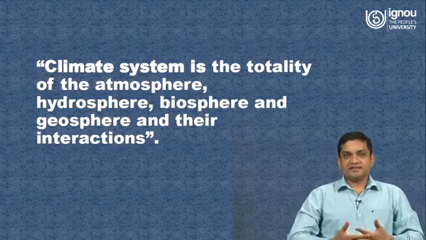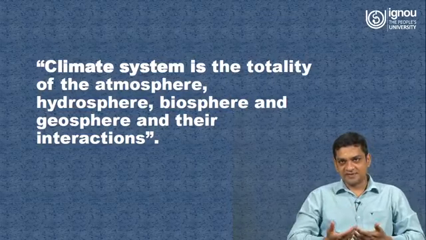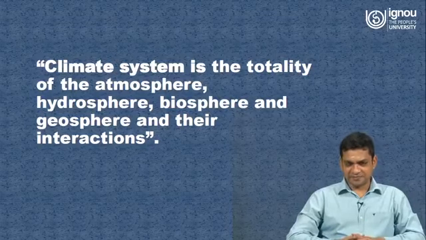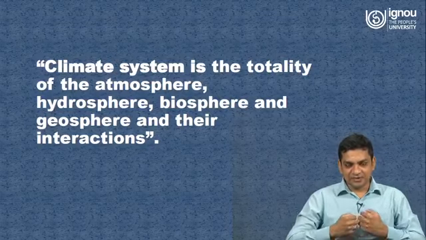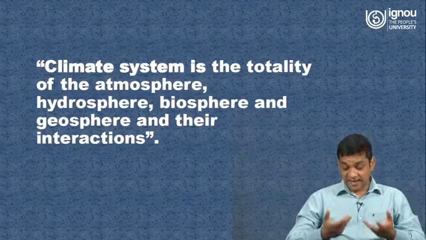Whatever we are experiencing, whether it is weather or climate, is a product of a lot of interaction taking place in the system. It's a system approach. So let us see what exactly the climate system is. Basically, the climate system is an interactive, very complex system, and it is a product of interaction between the atmosphere, the hydrosphere, the biosphere, and the land surface or geosphere. The interactions can be physical, chemical, and biological.